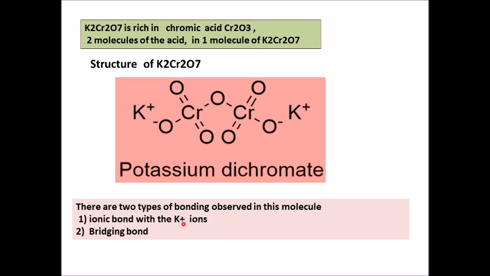Now, there are two types of bonding observed in this molecule of K2Cr2O7. It is the ionic bond with the K plus ions, and then we have a bridging bond. Over here you can see between Cr, O and Cr. Besides, you can see many single bonds and double bonds. Now, how these bonds are, what are their nature, we will learn later.